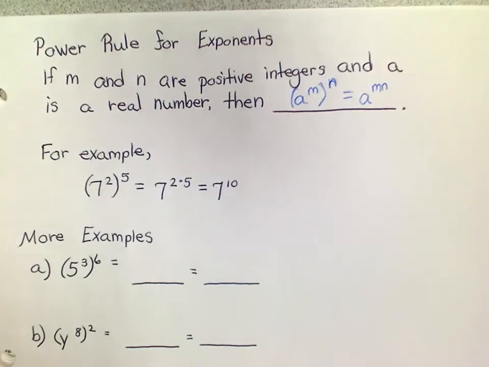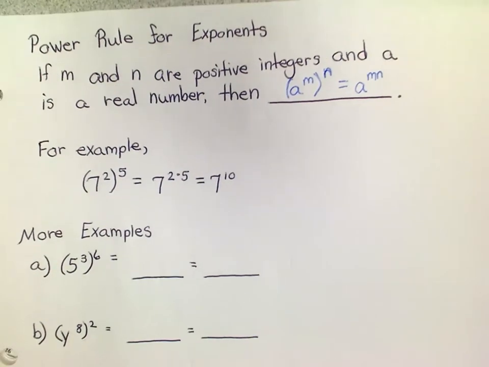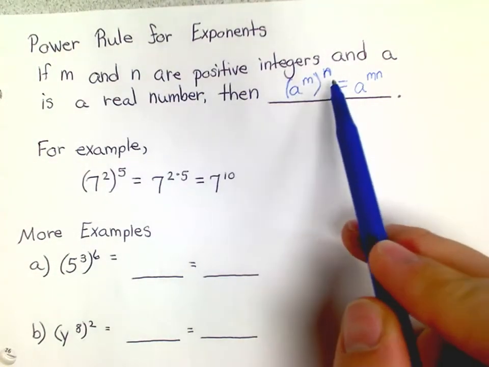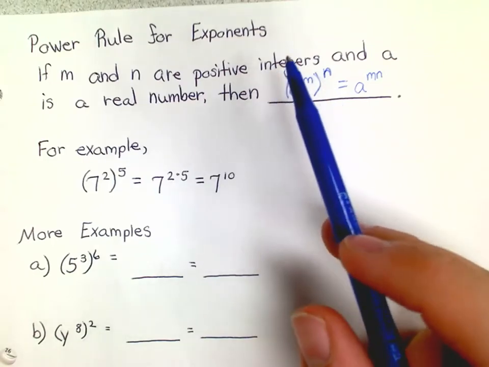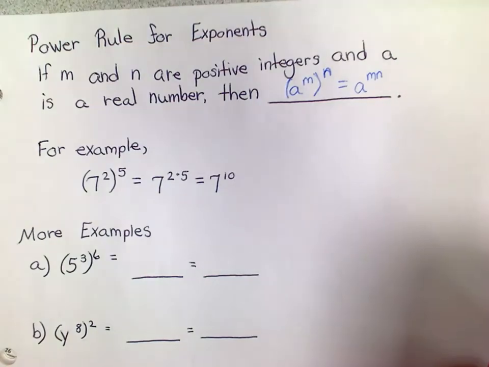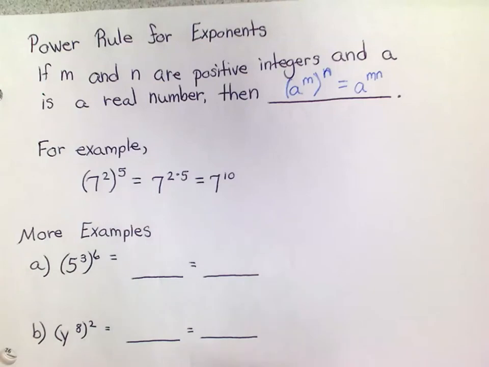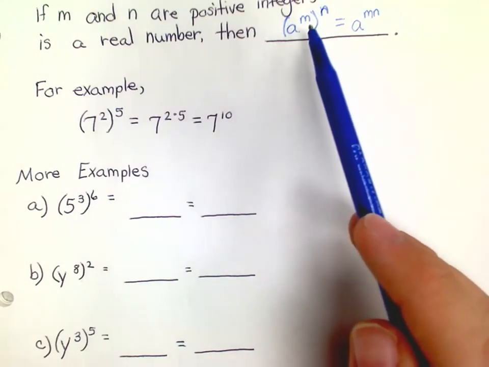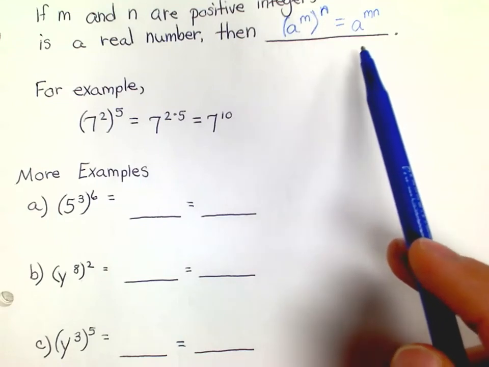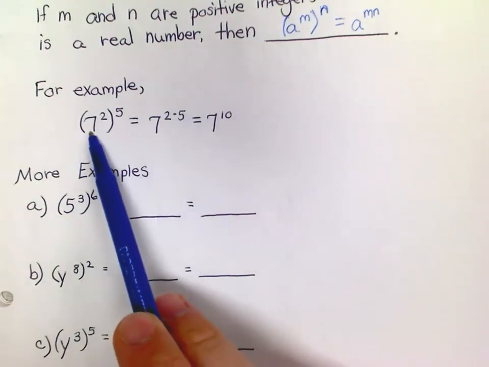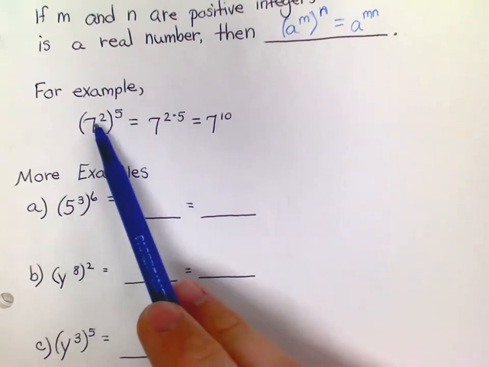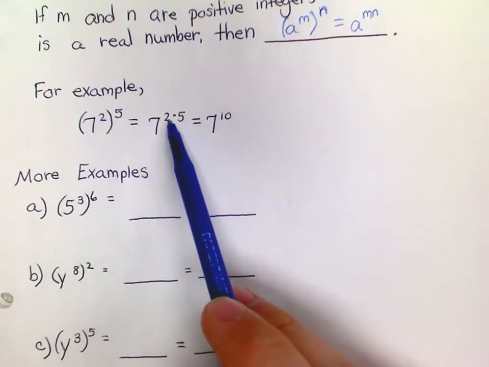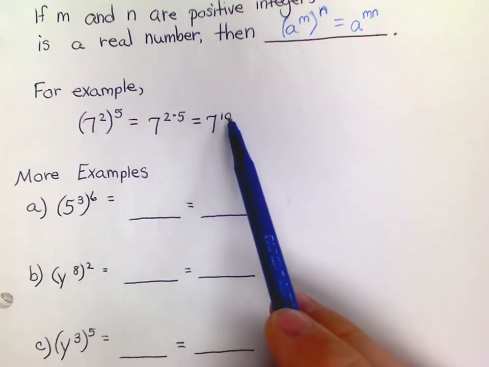So the difference between the product rule and the power rule is that with the product rule we had two bases that were the same with different exponents. With this we have one base with two different exponents. So use each rule with however many bases or exponents you were given. So let's look at an example of the power rule. Just as a to the m power, all that to the n power equals this, we can apply it to this example. We have the expression 7 squared, all that to the 5th power. So we can just multiply these exponents together to have the base of 7 to the 2 times 5 power is equal to 7 to the 10th power.